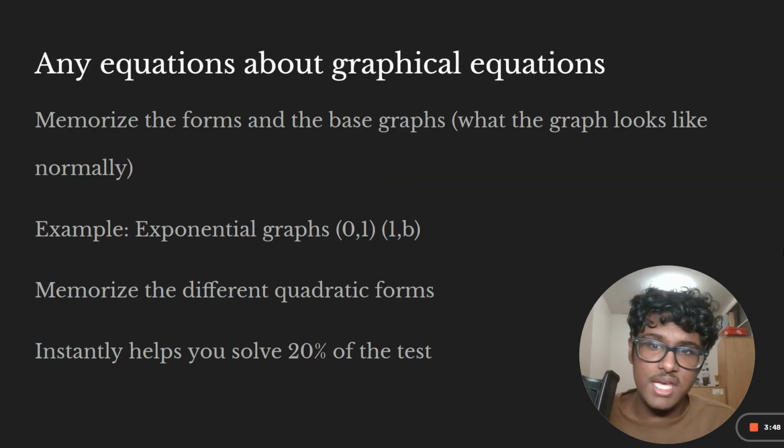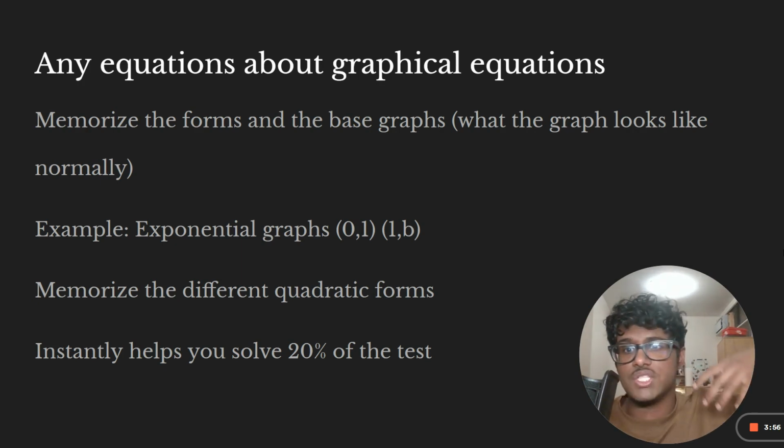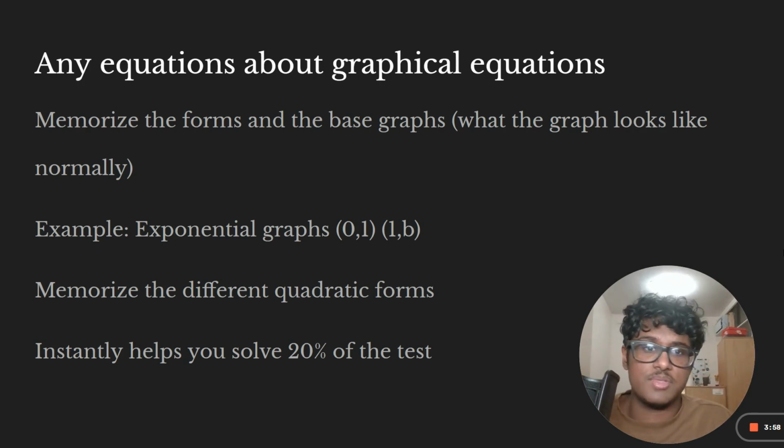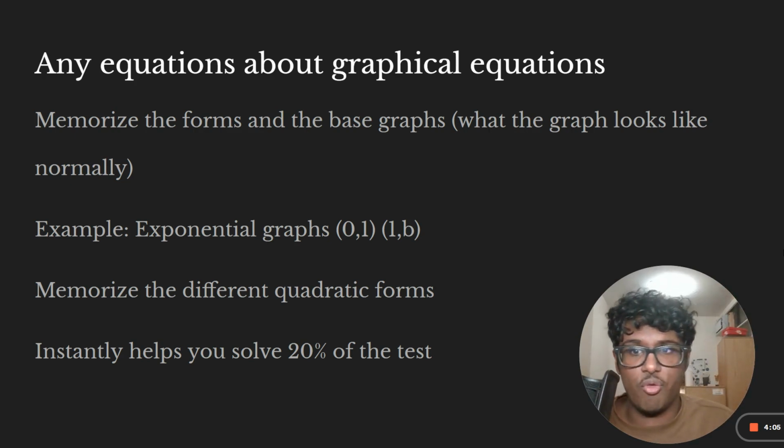Okay, so any equations that are just graphical, right? Every time you have graphical equations, or any problems that are about anything graph related, like the formulas for graphs in all the different forms, here's a tip that's going to help you solve all of these immensely.